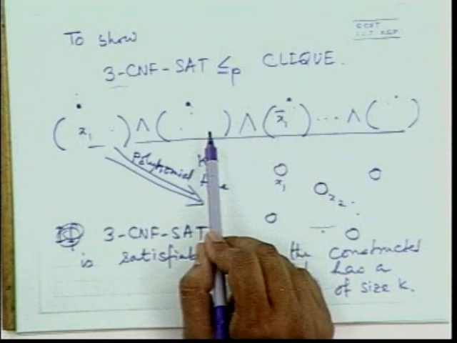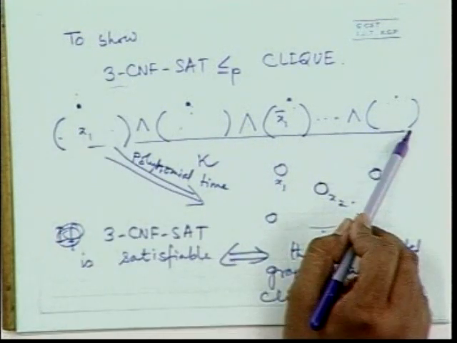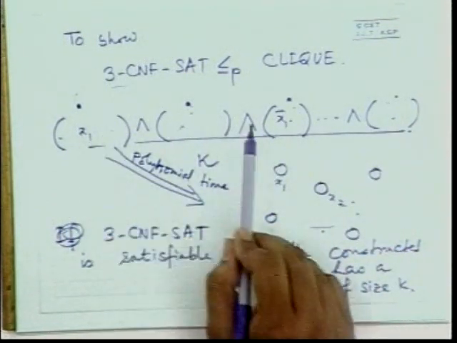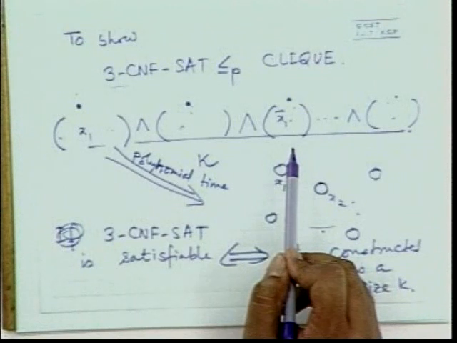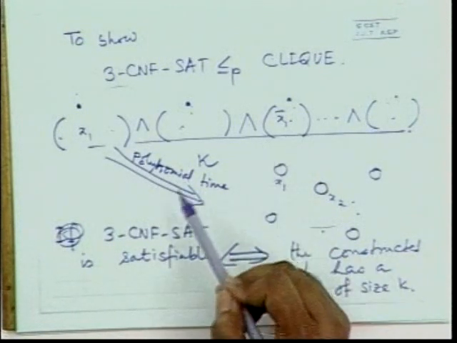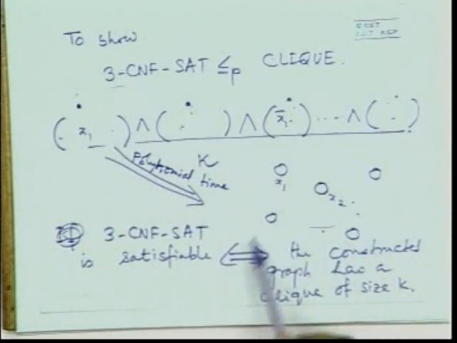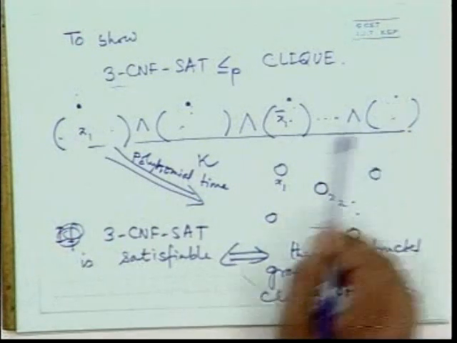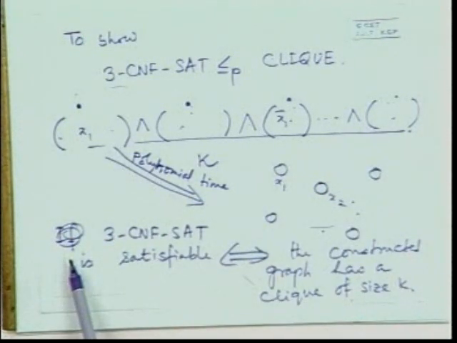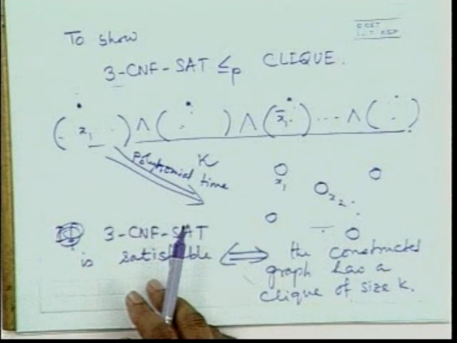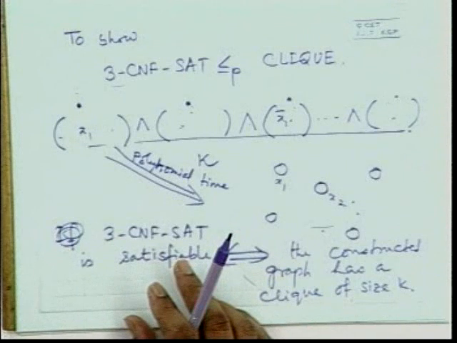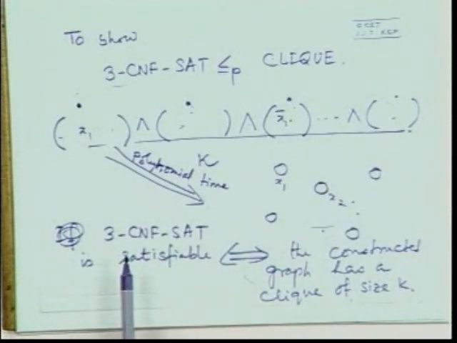That has to be true also for making this Boolean formula to be true. At least one variable from each clause has to be true simultaneously. If one is the negation of the other, you cannot do this. And that's why these two conditions ensure that if this has a clique of size k, this formula is satisfiable. And this is the way you should show the reduction to prove something is NP complete. So this is an example.